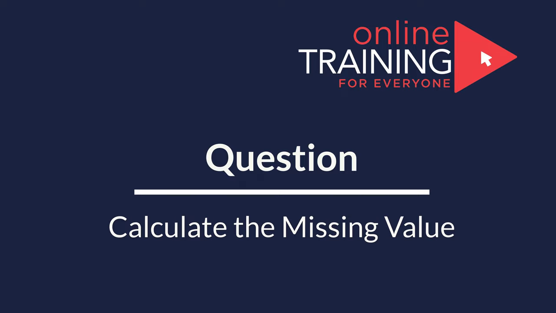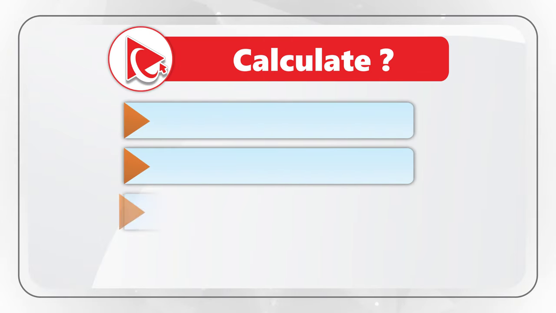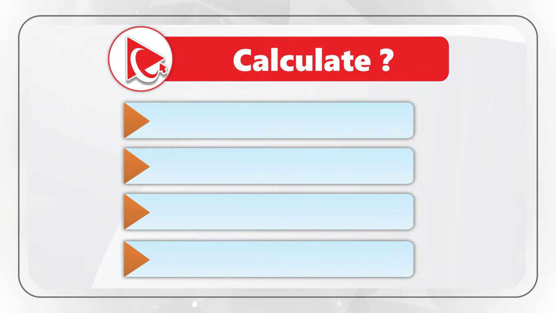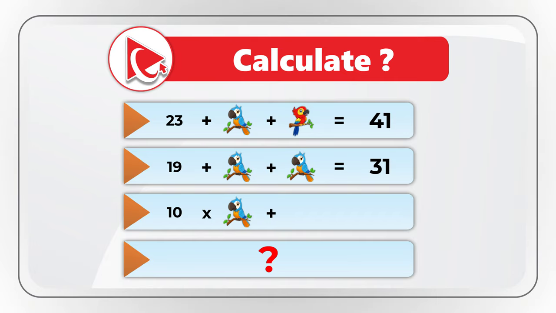One of my favorite questions is where you need to calculate the missing value. You're presented with three equations, and in the fourth equation, the result is missing. The first equation is 23 plus blue parrot plus red parrot equals 41. Second equation, 19 plus blue parrot plus blue parrot equals 31. Third equation is 10 multiplied by blue parrot plus red parrot equals 72.